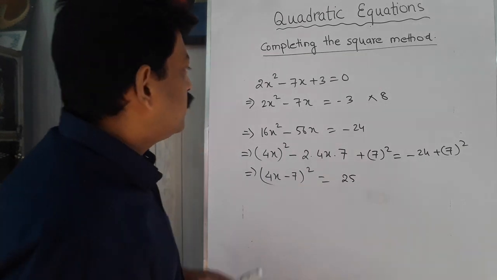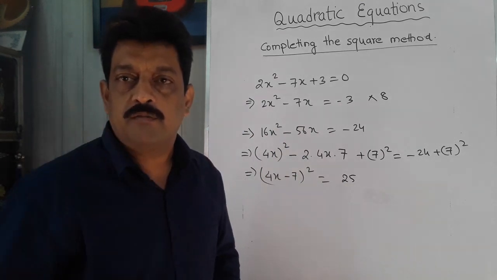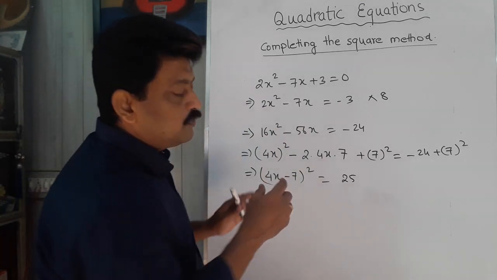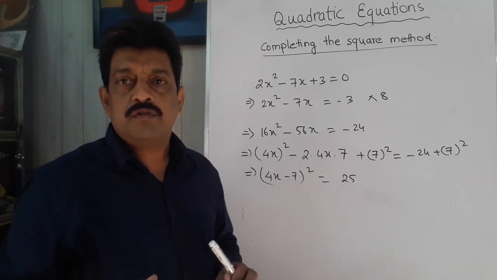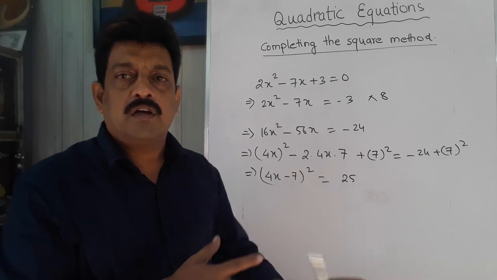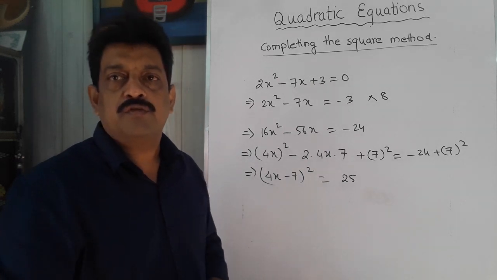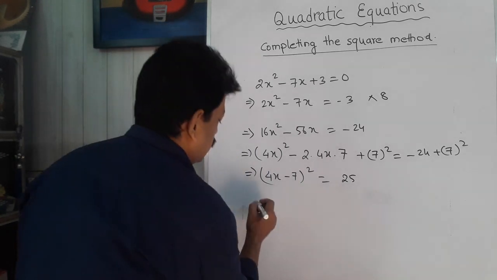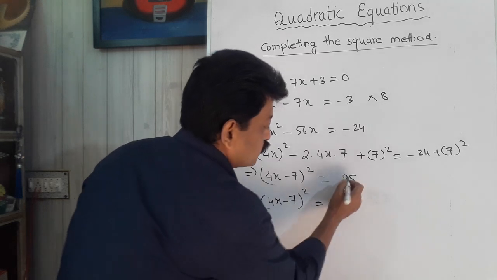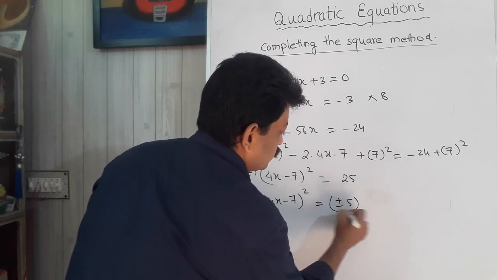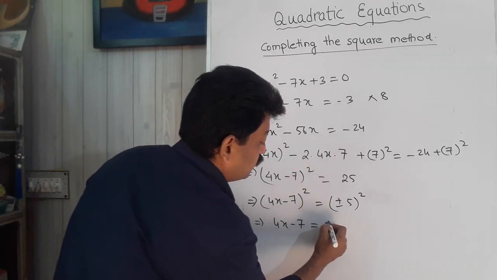Okay. So if you wish to multiply with 2 or divide it by 2, you can do it. There is no problem. You will get full marks. But if you use a little bit bigger number, then your calculation will be reduced, and the steps will also be reduced, and it will become much easier for you to find the roots. So here it is 4x minus 7 whole square, and this 25 can be written as plus minus 5 whole square. That is 4x minus 7 is equal to plus minus 5.